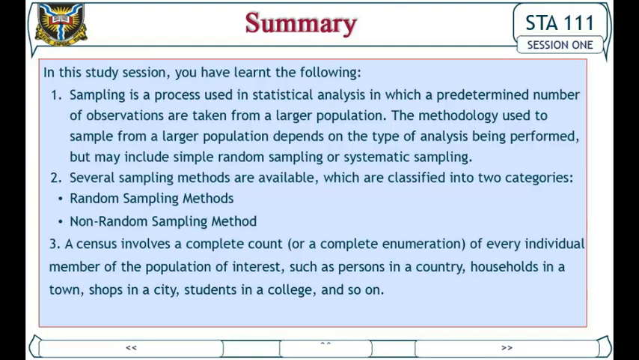Summary. In this study session, you have learned the following. 1. Sampling is a process used in statistical analysis in which a predetermined number of observations are taken from a larger population. The methodology used to sample from a larger population depends on the type of analysis being performed, but may include simple random sampling or systematic sampling. 2. Several sampling methods are available, which are classified into two categories: random sampling methods, non-random sampling methods.